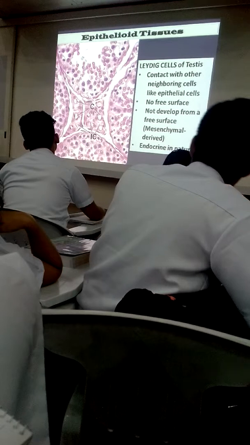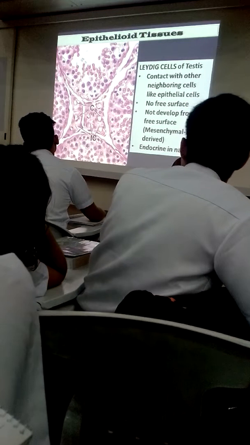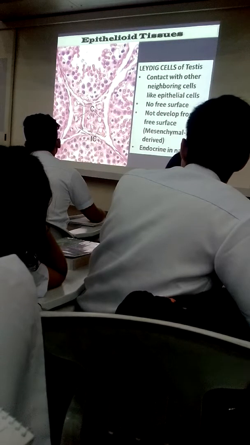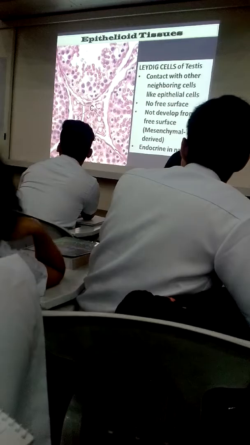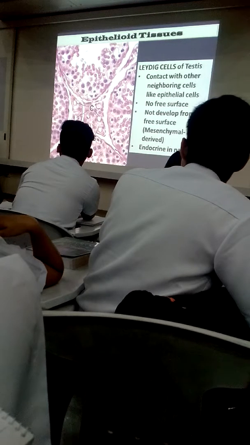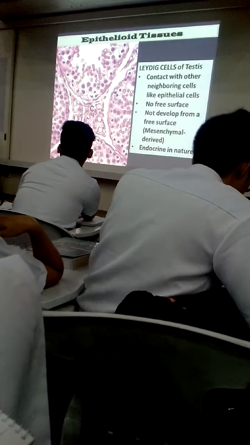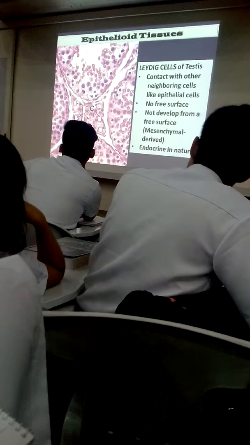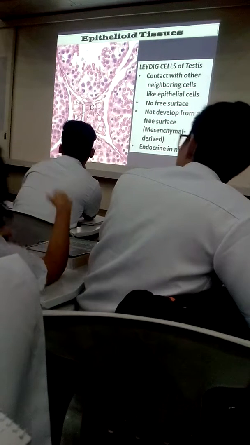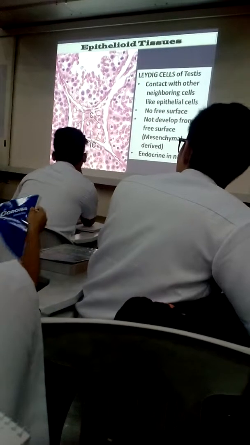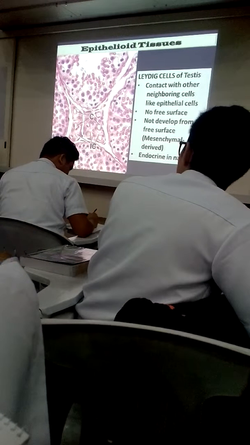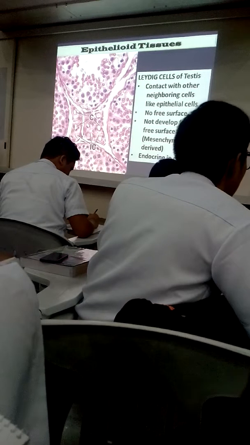If you can notice, this is the capillary. So this is actually the Leydig cells, or interstitial cells. You cannot appreciate any lumen or any free surface area, and they also don't develop from a free surface, so they are mesenchymal derived. So what are mesenchymes? They are embryonic connective tissue, and of course they are endocrine in nature.